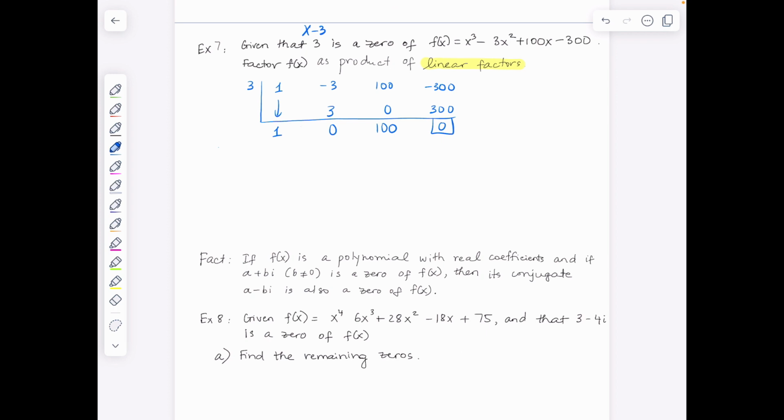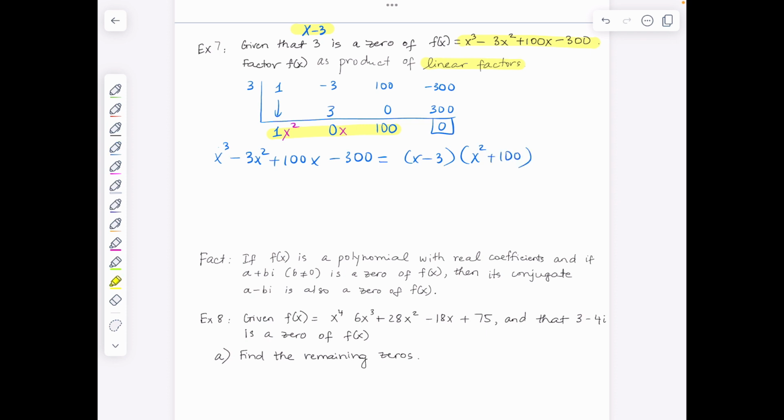So, after dividing the original polynomial by the factor x minus 3, we should get the quotient that has these coefficients. And these coefficients are the coefficients of the polynomial. Now, since the degree here is 3, I should start here with x squared, and then x, and then 100. So it's really just x squared plus 100. Okay, so when you factor x cubed minus 3x squared plus 100x minus 300, we get x minus 3 and then x squared plus 100.